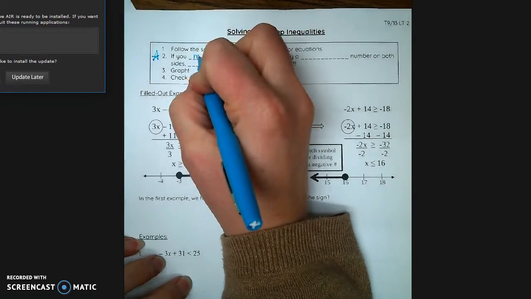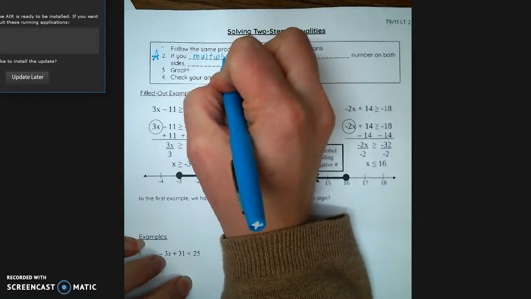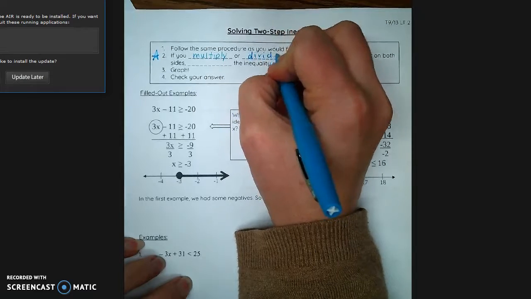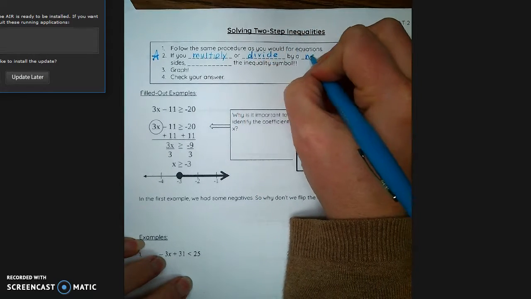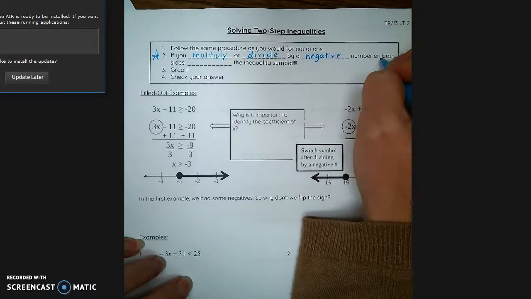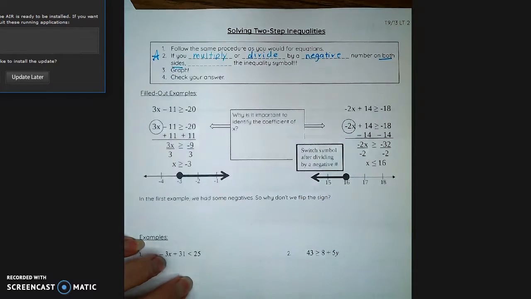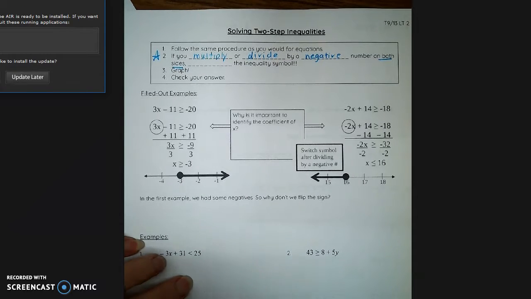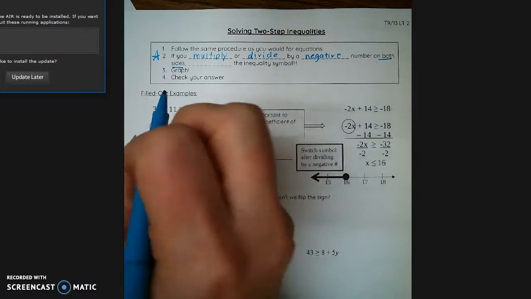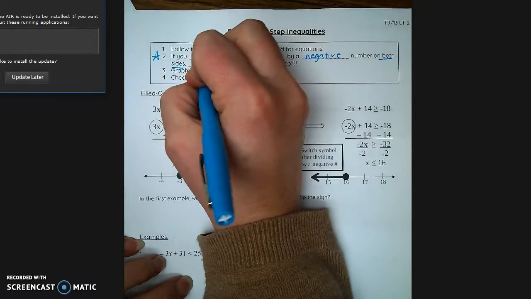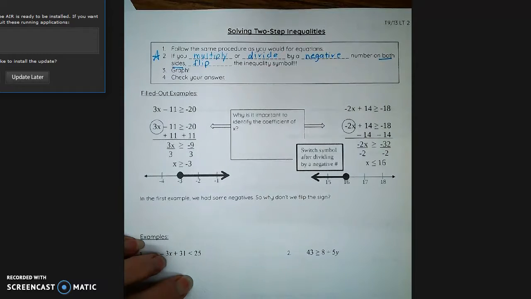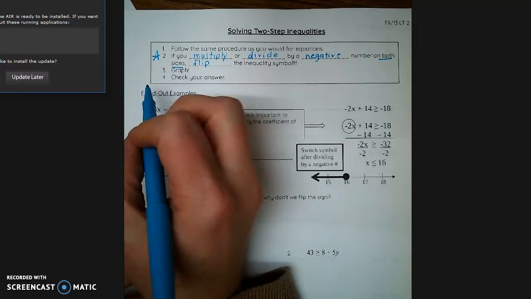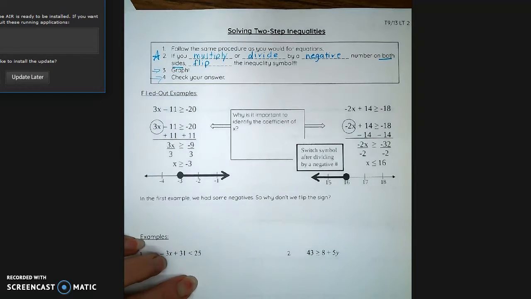If you multiply or divide by a negative number on both sides, like that last step of solving the two-step inequality or the two-step equation where we multiply or divide, we are going to flip the inequality symbol. So if it is a less than, it becomes a greater than. If it's greater than, it becomes a less than. We then are going to graph our answer and then check our answers.